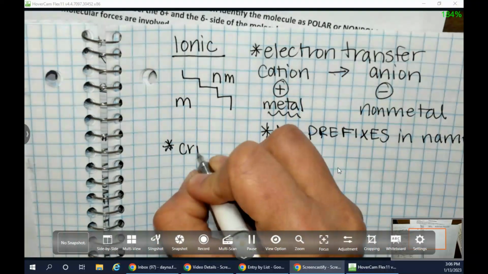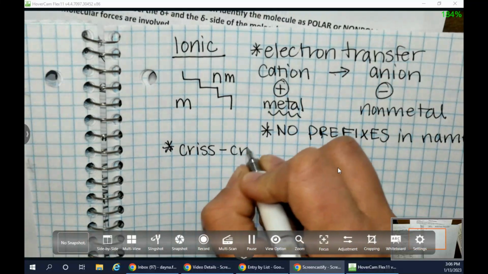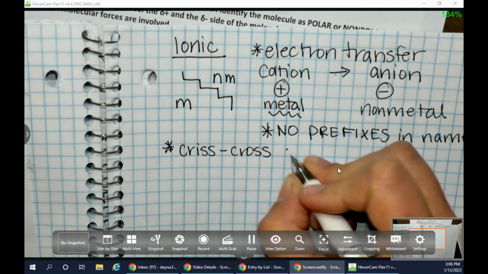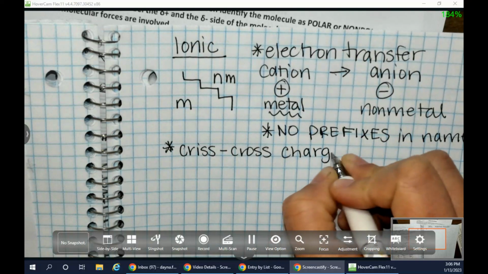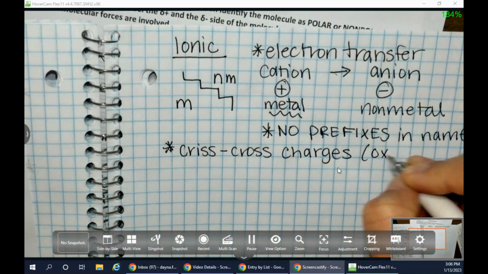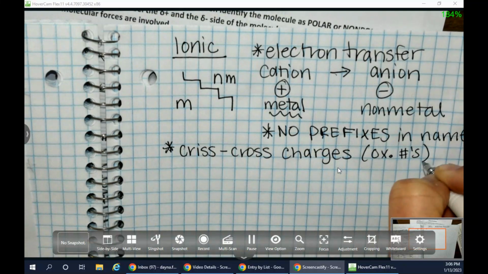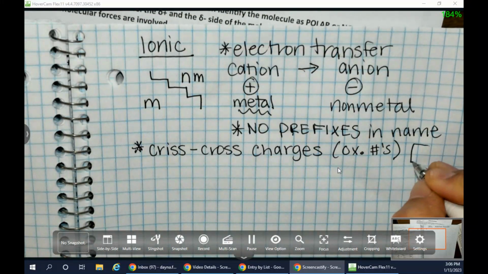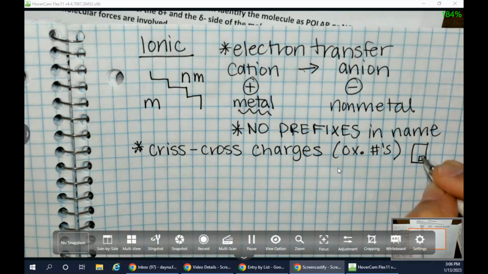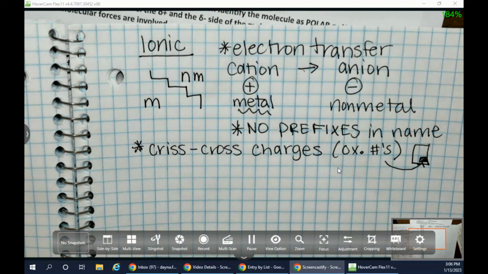Then we had to make sure we knew how to come up with our formulas by crisscross charges. And those charges are your oxidation numbers, right? Your oxidation numbers, which on that resource page right next to you is down here in the bottom right. Okay, that resource page right next to you, that's where you're going to find it. The reason we had to make sure that we could come up with that formula was so that we knew how to draw the electron transfer.